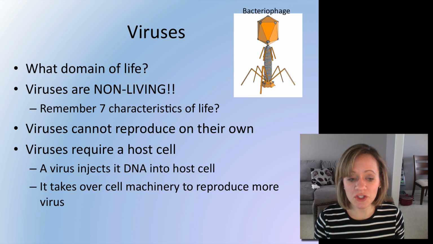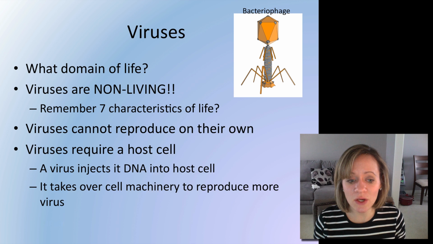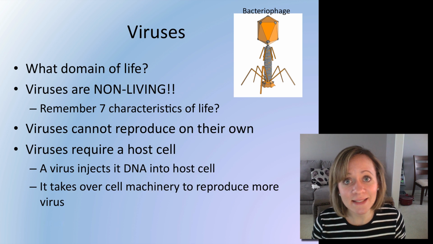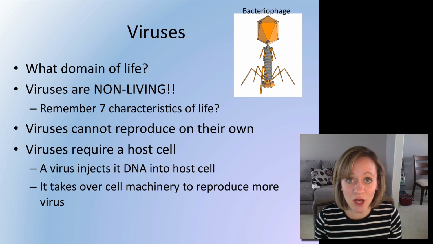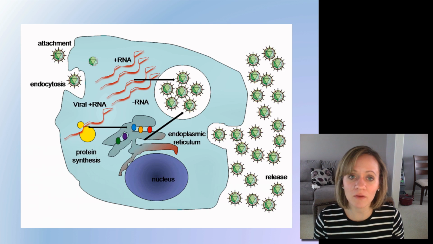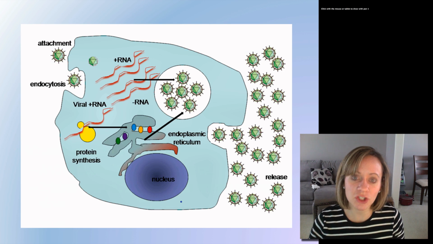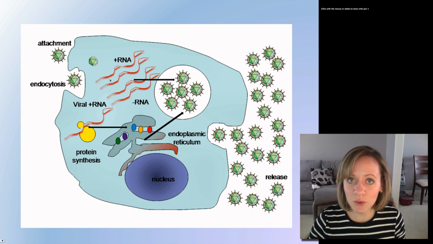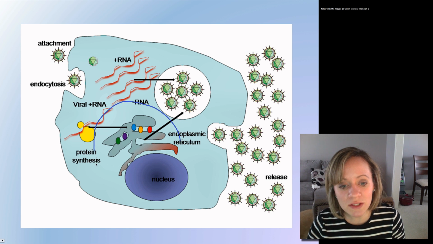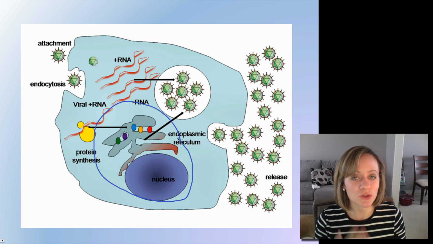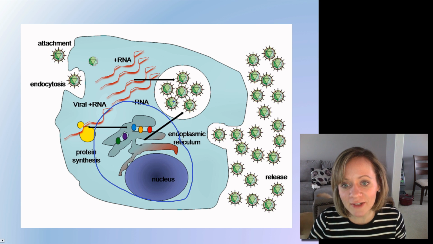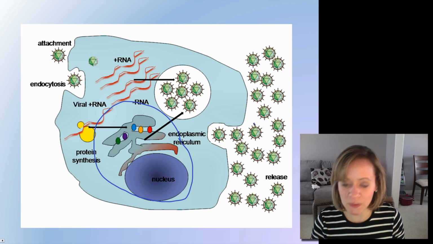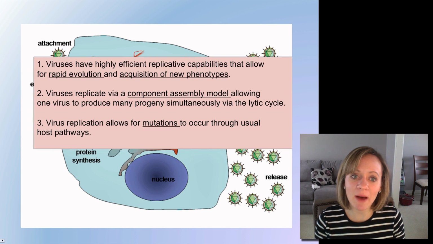So what they do, and we just saw this, they inject their DNA into the host cell, and then that DNA is going to take over the cell machinery, and it's going to use the host cell machinery in order to make more virus. So here's just a figure that shows this. Here's the virus. It goes into the host cell. It uses the host machinery, transcription, translation, endoplasmic reticulum, to make more virus, and then it can leave. It is released.